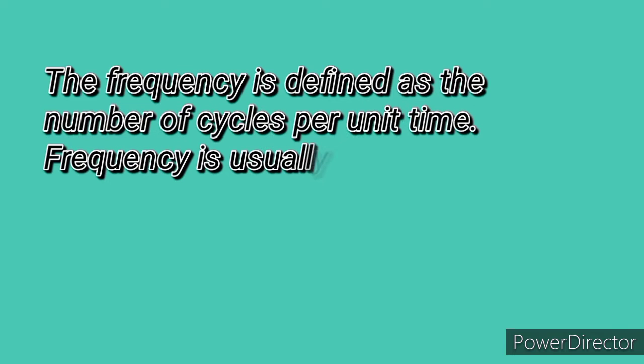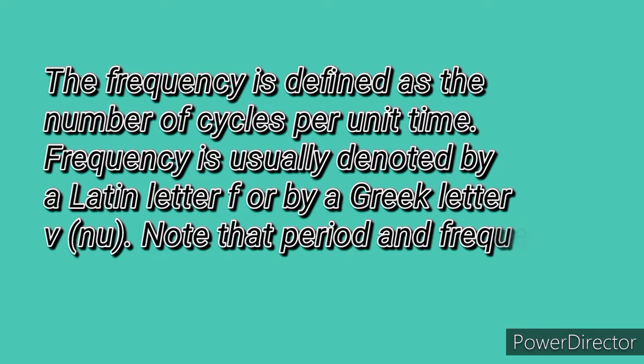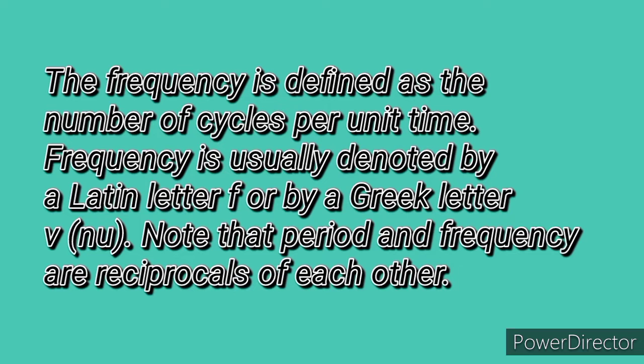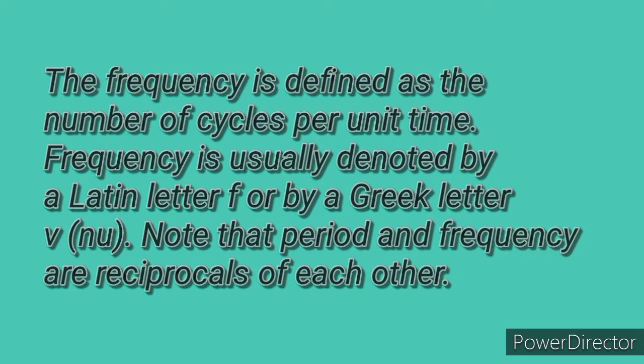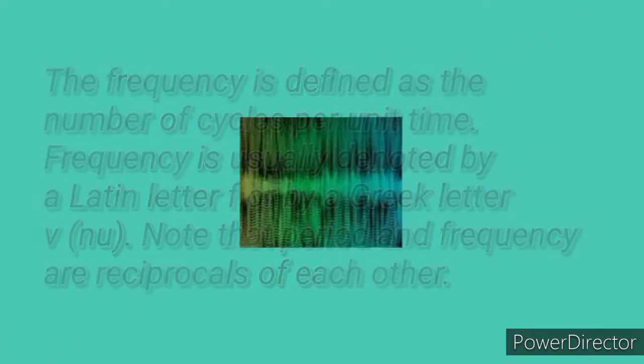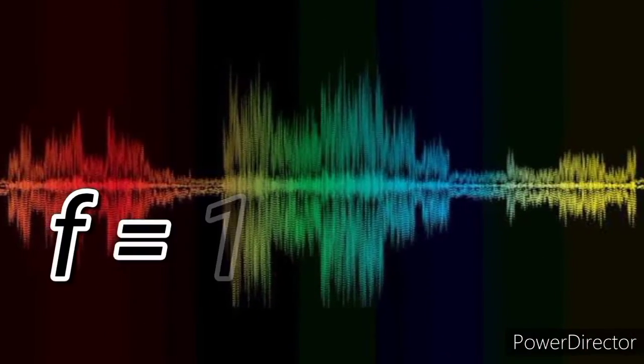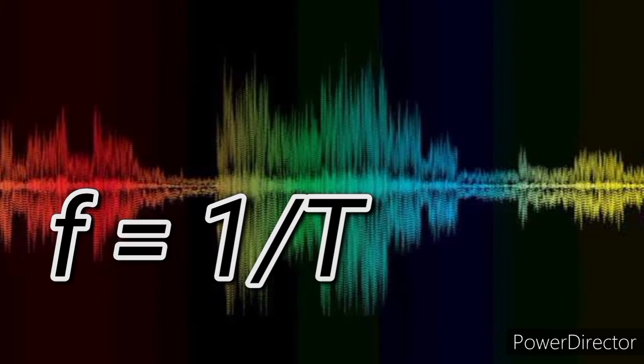The frequency is defined as the number of cycles per unit time. Frequency is usually denoted by a Latin letter f or by a Greek letter nu. Note that period and frequency are reciprocals of each other. f is equal to 1 over T.